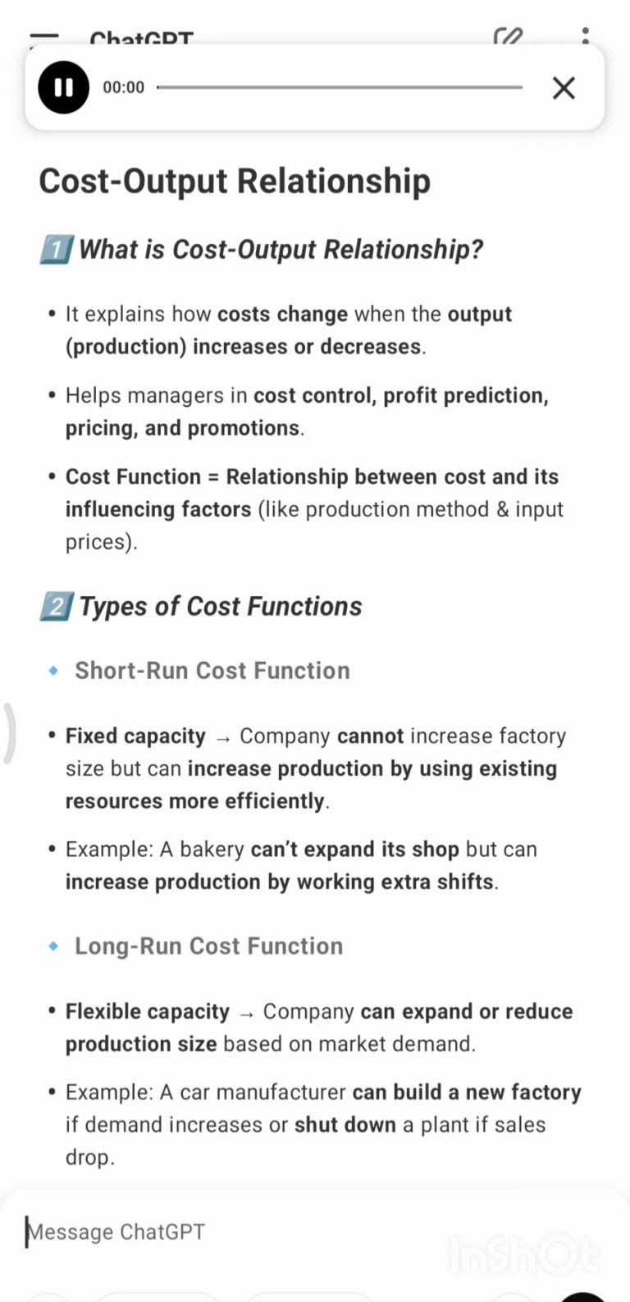1. What is cost-output relationship? It explains how costs change when the output production increases or decreases. Helps managers in cost control, profit prediction, pricing, and promotions. Cost function equals relationship between cost and its influencing factors, like production method and input prices.